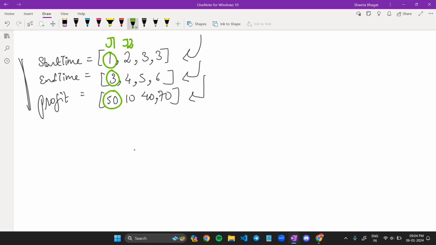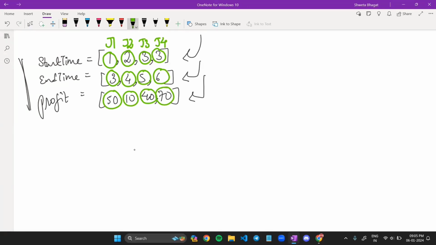And if this is our job 2, then it will start at 2 unit of time and it will end at 4 unit of time. And we are going to get a profit of 10 after completing this. Similarly, this is our job 3, which will be starting at 3 unit of time and it will end at 5 unit of time. And we'll be getting a profit of 40 after completing it. Similarly, this is our job 4 that will start at 3 unit of time and end at 6 unit of time, and we will be getting a profit of 70 after completing this.